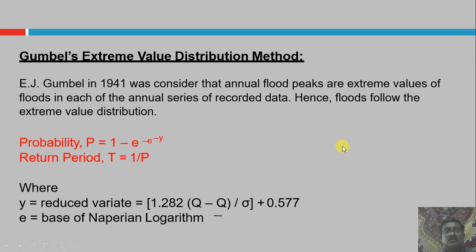Now, in Gumbel's extreme value distribution method, remember this was especially given for the extreme value distribution, and it is one of the most widely used methods among the probability distribution functions for extreme values in hydrological and meteorological studies for prediction of peak flows. Also in that, we have to study the maximum rainfalls, maximum wind speed, etc.